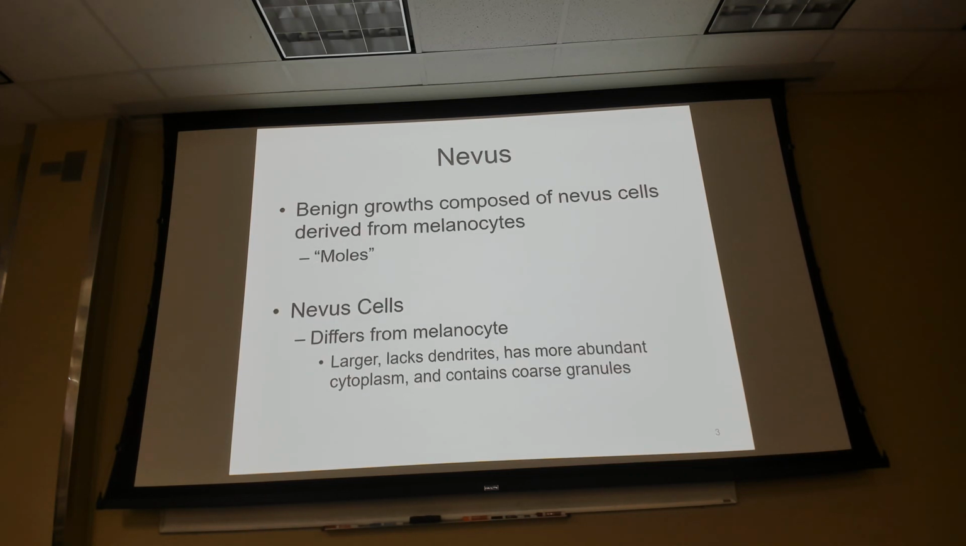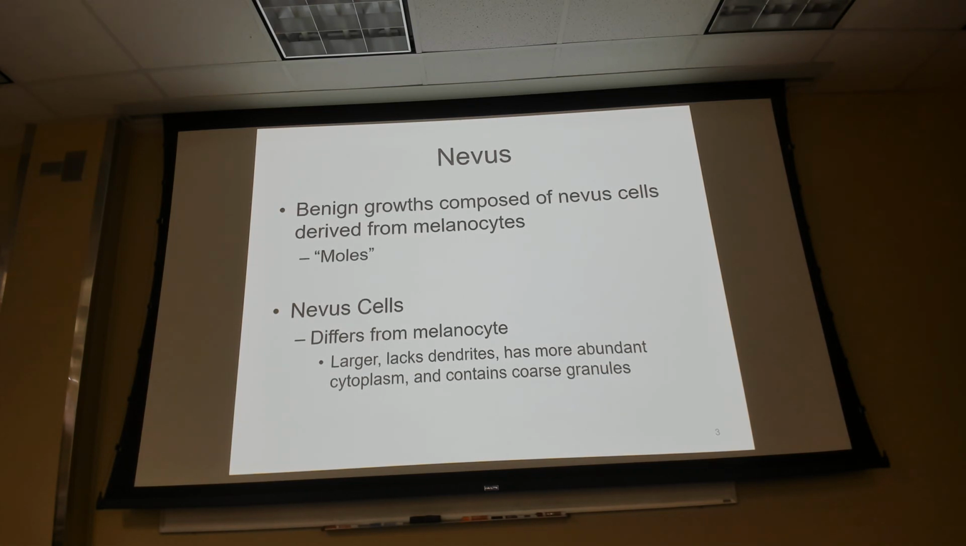As I said, this is benign, right? So these are our nevus cells that are forming the moles. These are of the larger type. It doesn't have any dendrites, and it has more cytoplasm. It contains granules. So these are just the definitions of what these things are, okay?